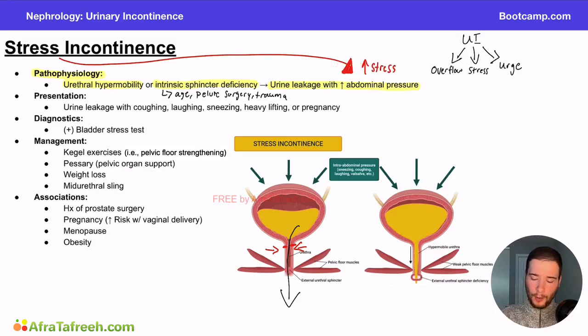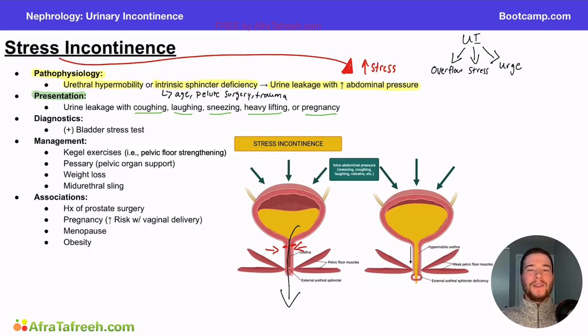So if we think about our presentation here, we're going to think about things that increase stress in the abdominal cavity. These include coughing, laughing, sneezing, lifting, or definitely pregnancy, right? Anything you can think of that would increase abdominal cavity pressure is going to increase the risk of stress incontinence occurring in a patient who is predisposed. And by predisposed, I mean they have one of these factors that would lead to this occurring, such as the urethral hypermobility or the intrinsic sphincter deficiency.